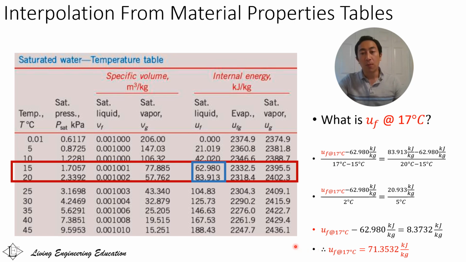Now, one thing you might want to try, right? I used 15 and 20 degrees. Use something like 5 and 45 degrees. That is still keeping 17 degrees Celsius in between. See if you get a different answer.